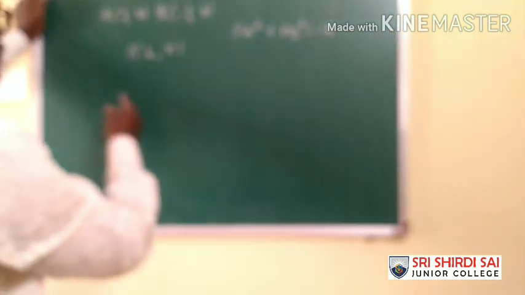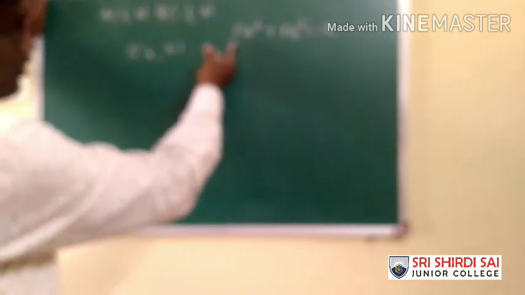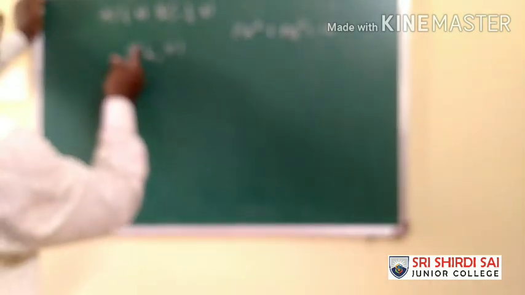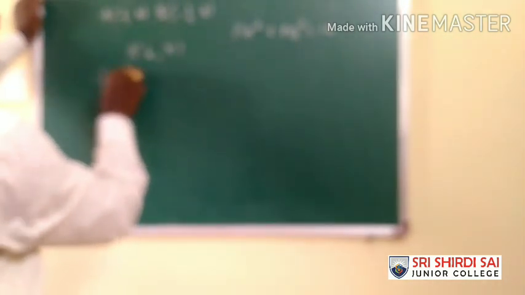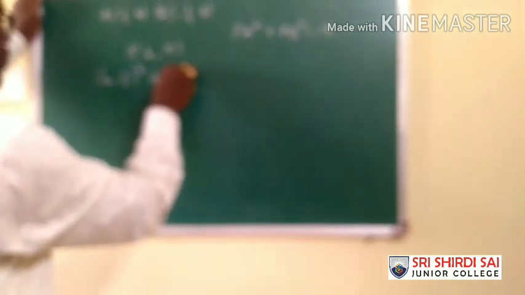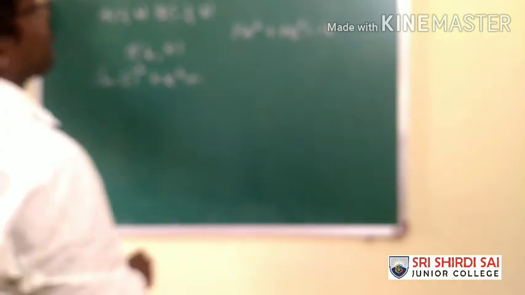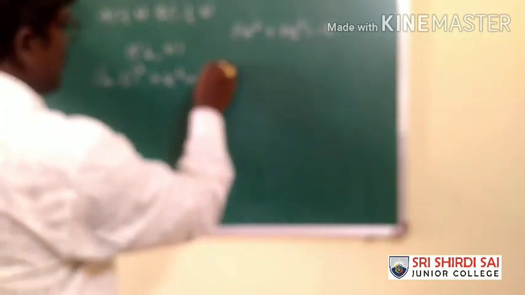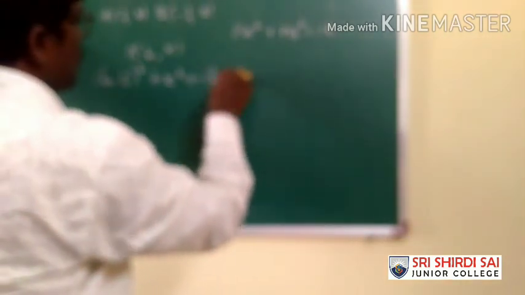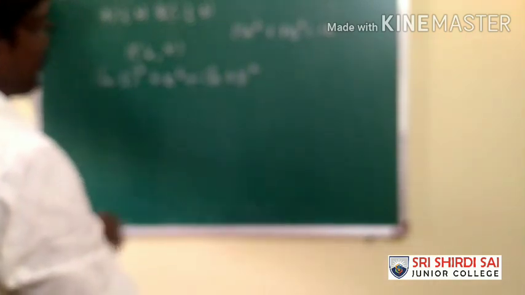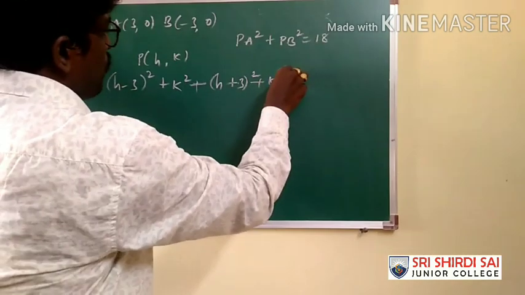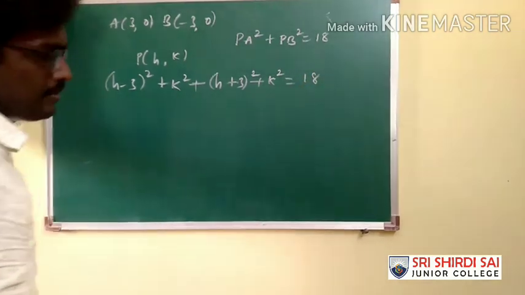PA square is nothing but the distance between these two points, squared. So there won't be a square root. So you will be getting only h minus 3 whole square plus k minus 0 whole square, that is k square, plus PB square: h plus 3 whole square, because minus of minus becomes plus, plus k minus 0 whole square, k square, is equal to 18.